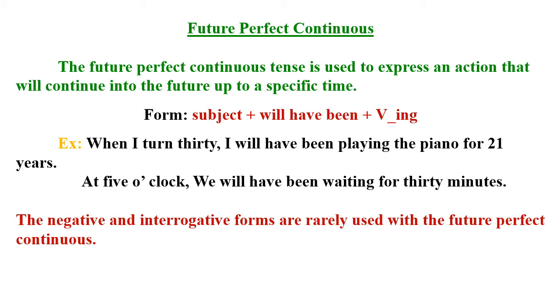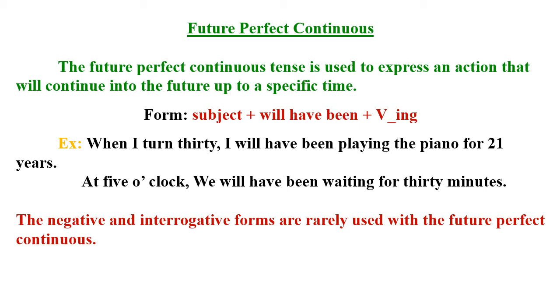As in the following example, when I turn 30, I will have been playing the piano for 21 years. So here the time expression is when I turn 30. I am not 30 yet, but I am projecting myself forward in time when I turn 30. And I say that the action of me playing the piano will have been continuing for 21 years. At 5 o'clock, we will have been waiting for 30 minutes.